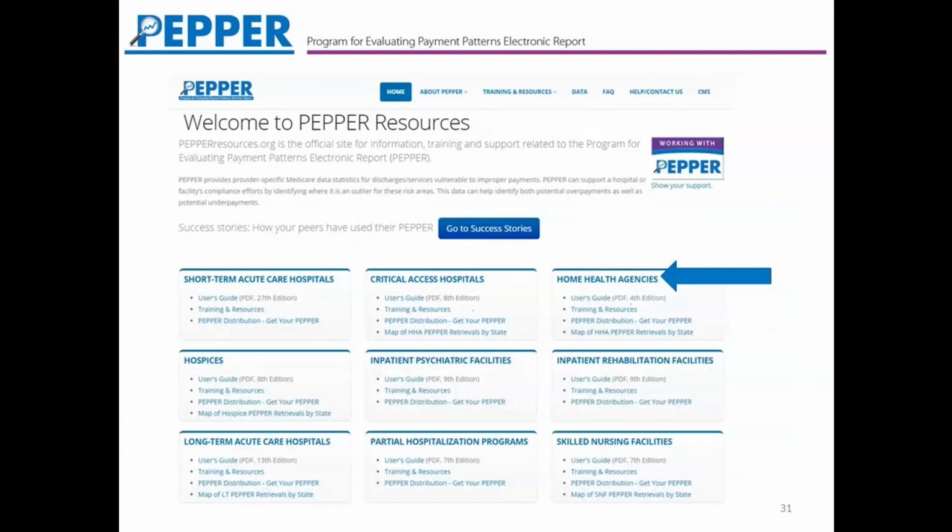This is a screenshot of our website, and you can see the resources are easily accessed from the home page. In addition, we have an electronic feedback link on our website because our main goal is to provide information and reports that can be helpful in preventing improper payments. We are interested in your feedback and suggestions for improvement. We strive to make these reports as easy to use and interpret as possible, and we welcome your input. And also note the Help/Contact Us tab at the top.